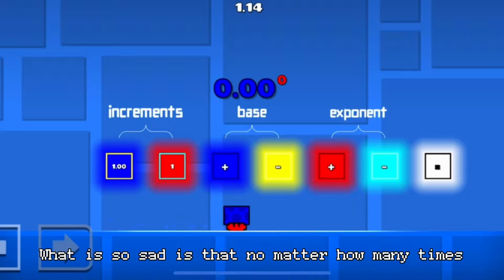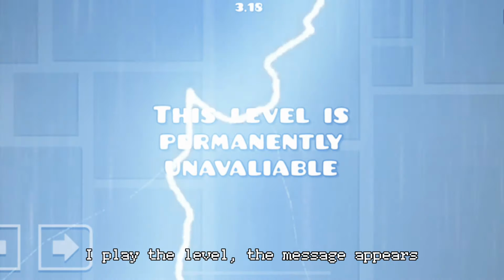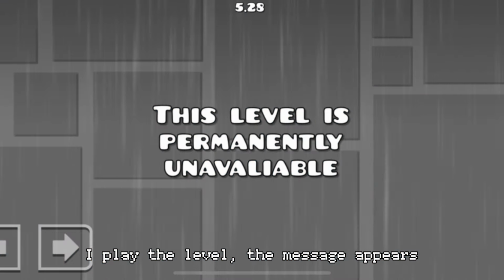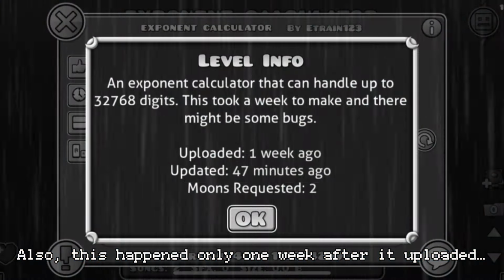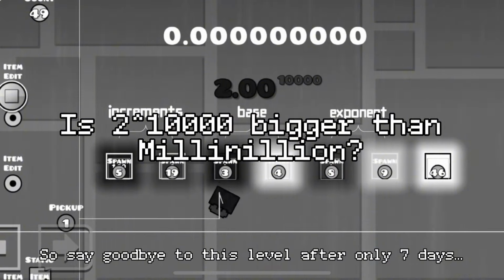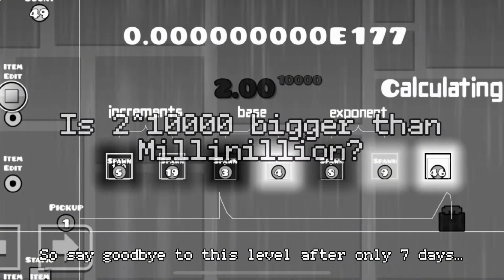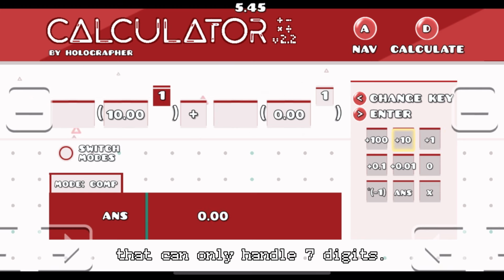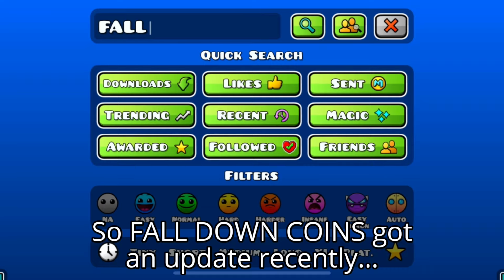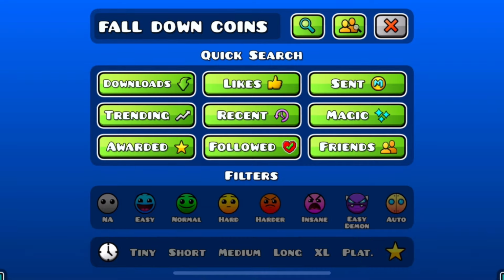What is so sad is that no matter how many times I play the level, the message appears after a short amount of time. Also, this happened only 1 week after it uploaded. So say goodbye to this level after only 7 days. So now, we are back to this old boring number counter that can only handle 7 digits. I also uploaded a prank that fall down coins became permanently unavailable.